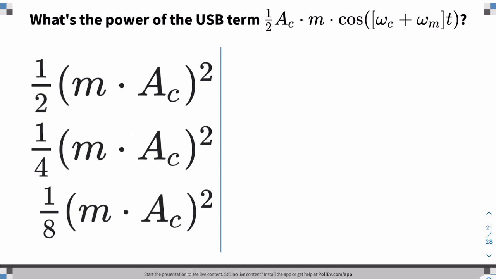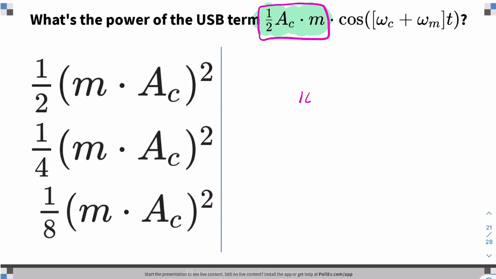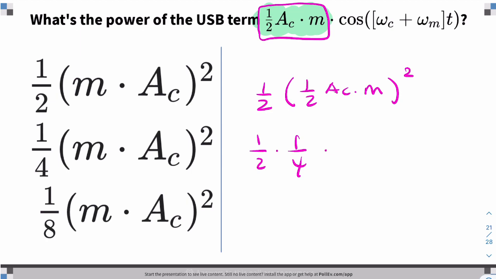And that's the next question. So the power of the sideband, you would be looking at this, because this is the coefficient. So remember when we said 10 cosine omega CT? So this is the equivalent of R10. So what you want is half of that squared. So it's half of half AC times M squared. So that's half times 1 over 4 times AC times M squared. So that's that.